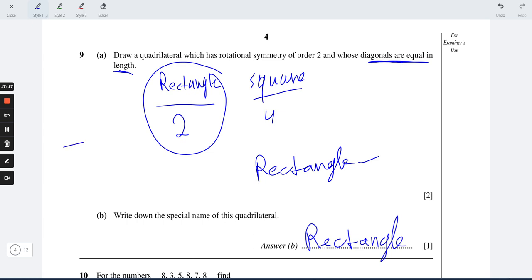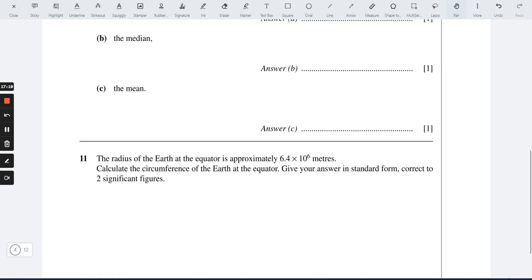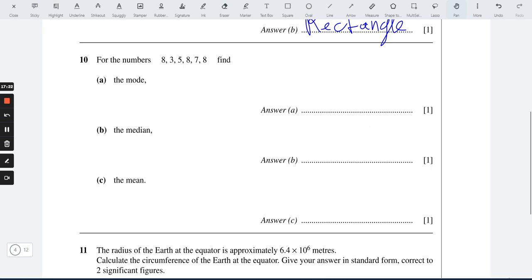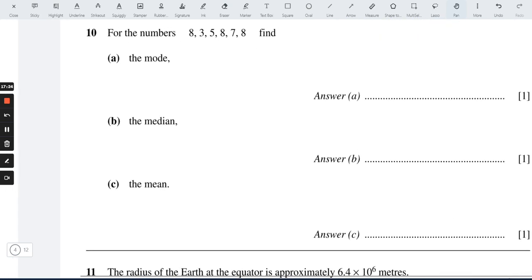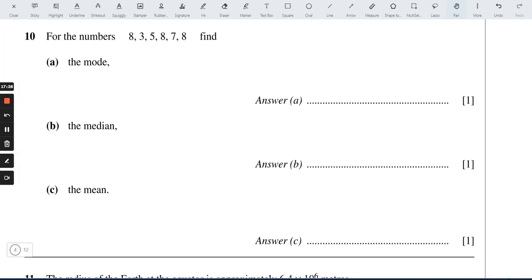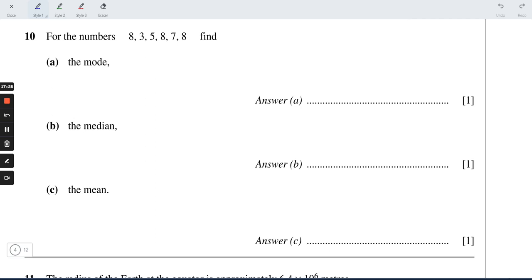Question 10. Here we have a data set and they need us to find the mode, median and the mean. The mode is the most seen, the most repeated number, which is 8.